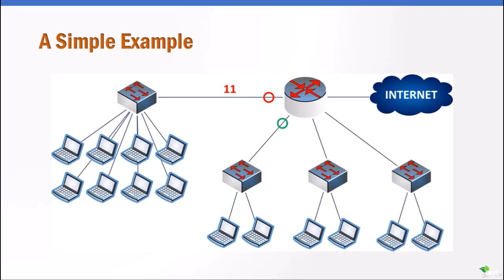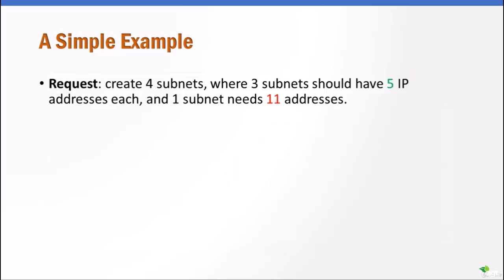For the other 3 networks, we need 2 IP addresses for the 2 laptops, plus 1 IP address for the router interface, plus 2 IP addresses for network ID and broadcast. In total, that's 5 IP addresses for all of these networks. So this is our request. Create 4 subnets where 3 subnets should have 5 IP addresses each and 1 subnet that needs 11 IP addresses.